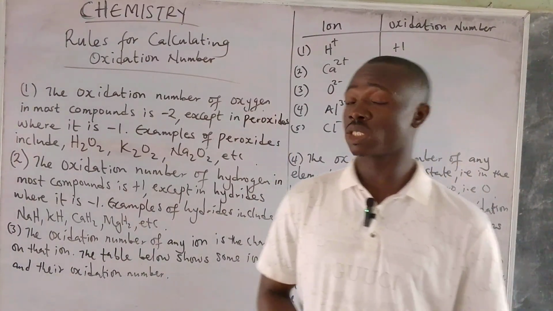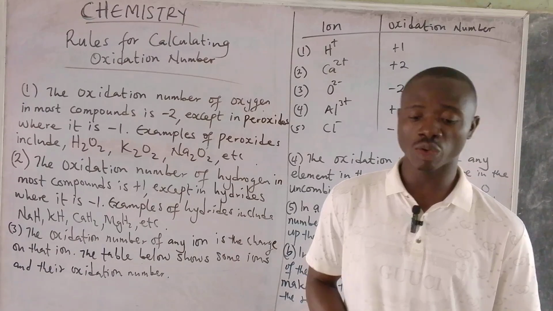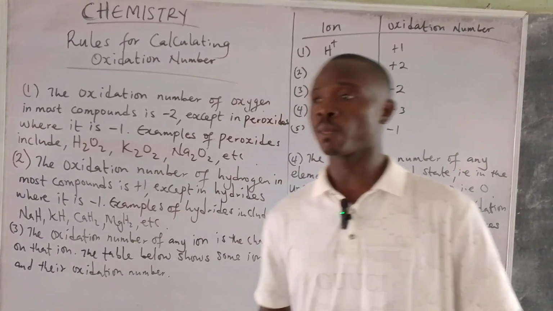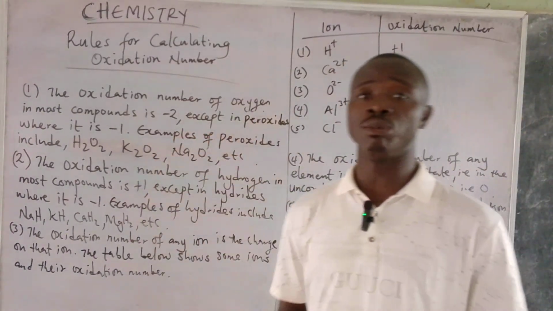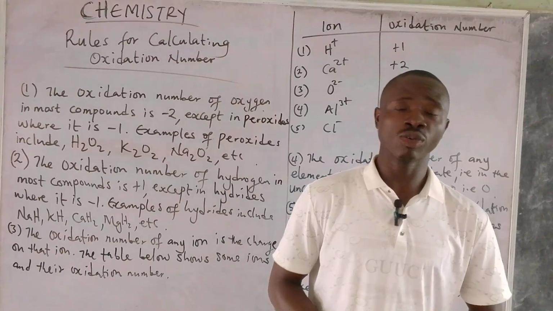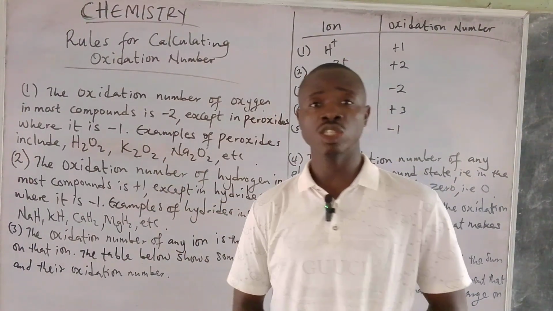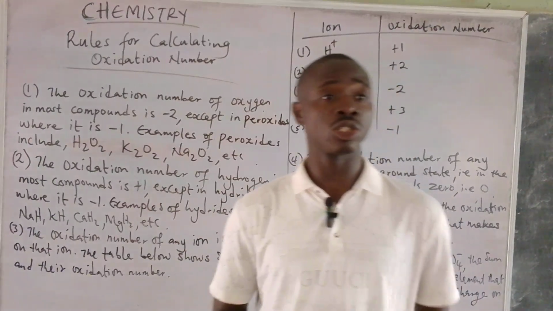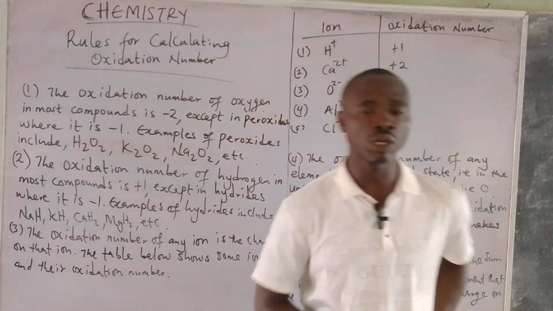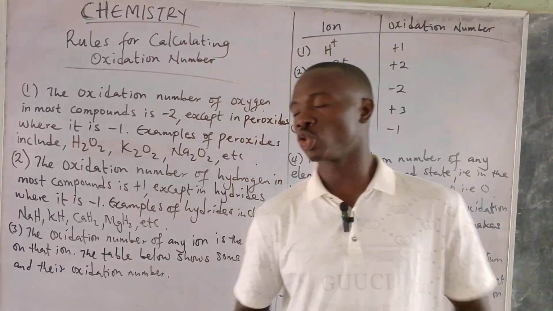So today we want to look at oxidation number. How do we calculate oxidation number? We have about 6 rules on the board for us to calculate oxidation number. The first rule says the oxidation number of oxygen is always -2, except in peroxides where it is -1.